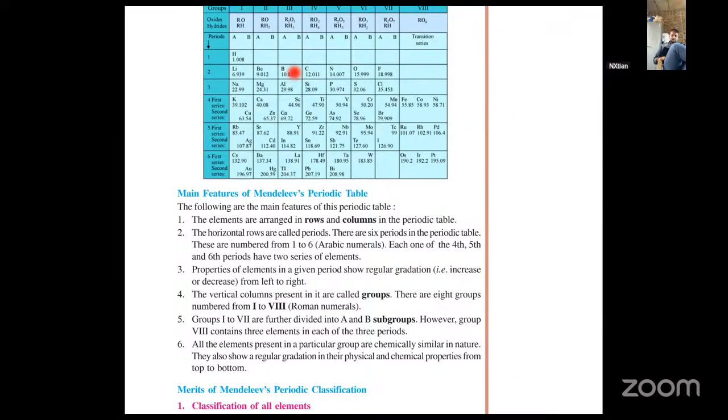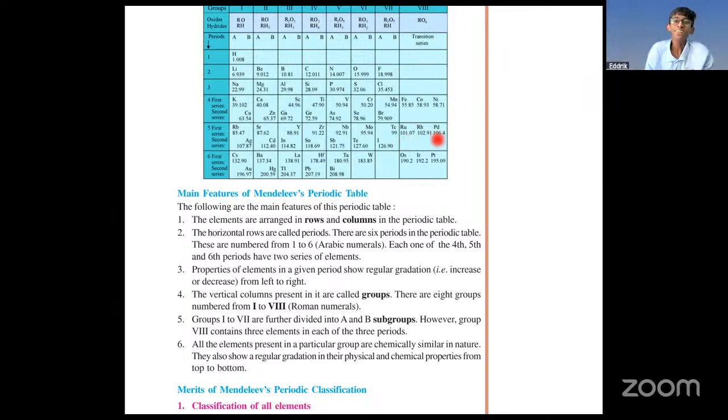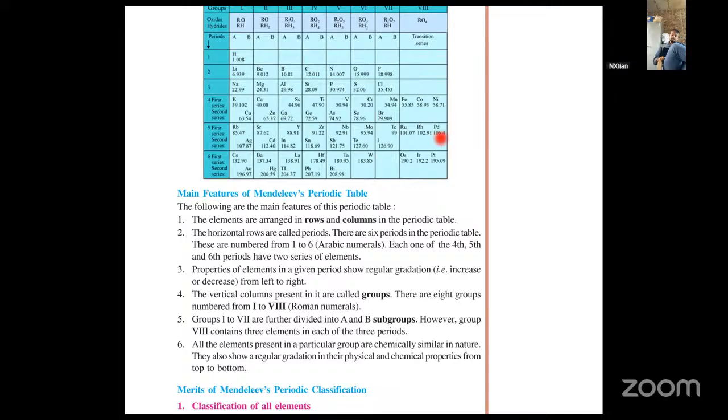Okay, groups 1 to 7 have further A and B subgroups. However, group 8 contains 3 elements in 3 periods. Group 8 has only 3 elements in 3 periods, like iron, cobalt, nickel, ruthenium, rhodium, palladium, and osmium, iridium, platinum. Yes, good. So these are all in the eighth group.